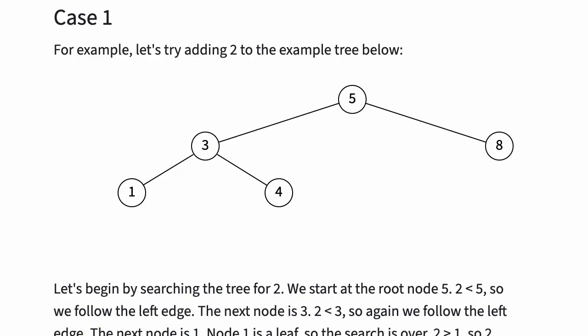For example, let's try adding 2 to this example tree. Let's begin by searching the tree for 2. We start at the root node 5. 2 is less than 5, so we follow the left edge. The next node is 3. 2 is also less than 3, so again we follow the left edge. The next node is 1. 1 is a leaf, so the search is over. 2 is greater than 1, so 2 should be the right child of 1.